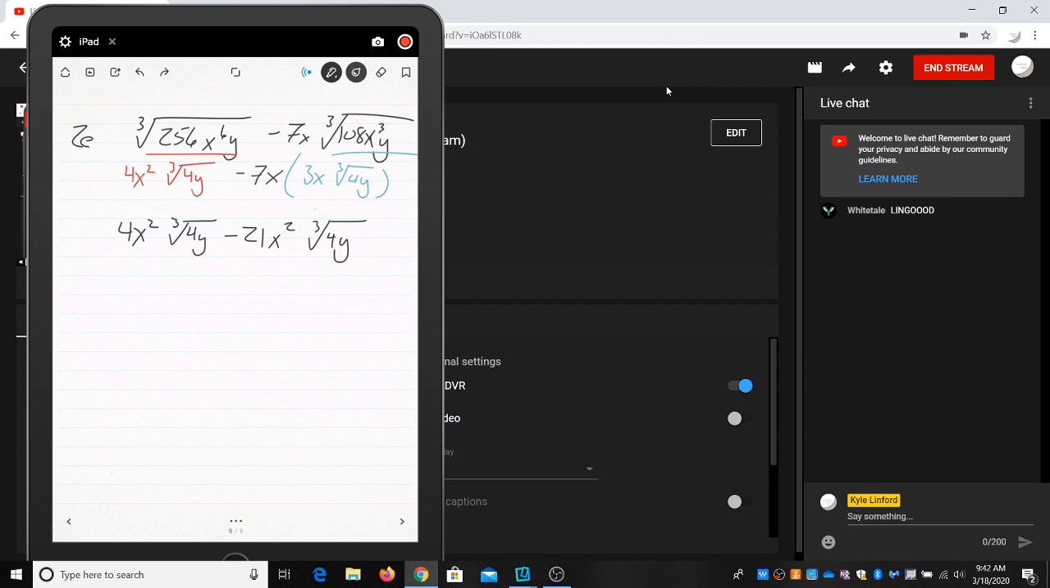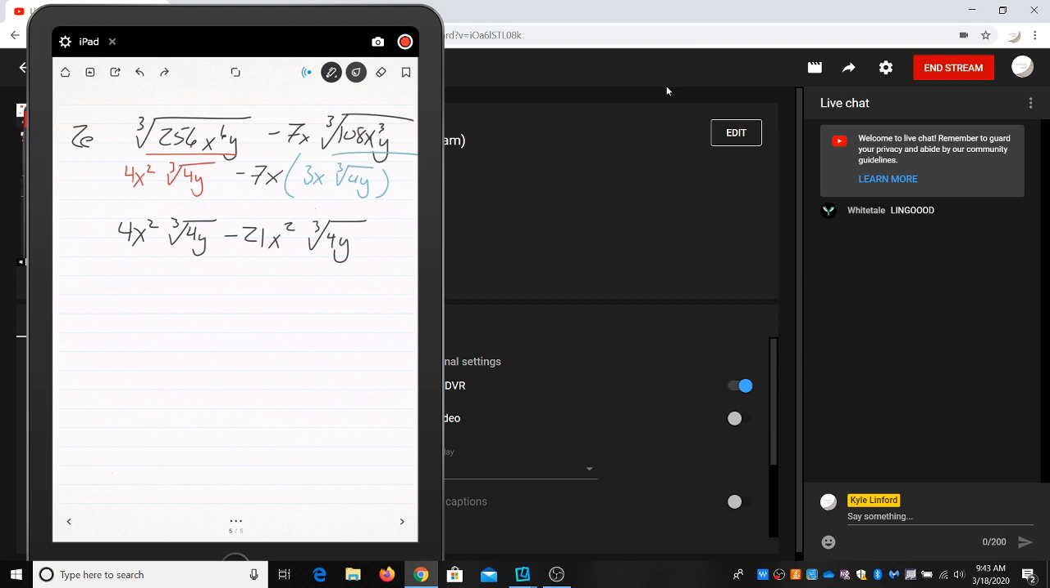Now we have to check to see if we can actually combine these, if we can subtract them. Well, they have the same radicands and the same indices, so these are both like radicals. Right away we're thinking, yeah, we can combine these, but we have to see if the values on the outside can combine. Let's see, a negative 21x squared and a 4x squared. Those are both like terms. They have the same variables and the same exponents on the variables, so let's go ahead and combine them together. 4x squared minus 21x squared.